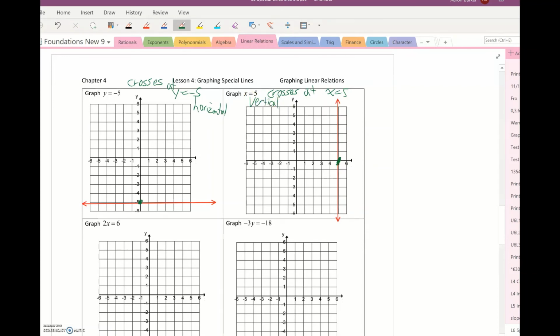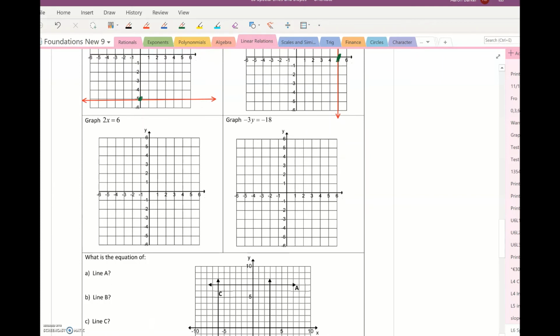Okay. Now you're going to get some questions like this. Okay, so the questions like this here, you would say divide by 2 both sides. So you get x equals 3. And so here's your 3 value, so it crosses right there. And you have, what kind of line is this? It's vertical. So our options are vertical, horizontal, or oblique. Every other line that we've graphed so far is oblique, which basically means it's not vertical, it's not horizontal.